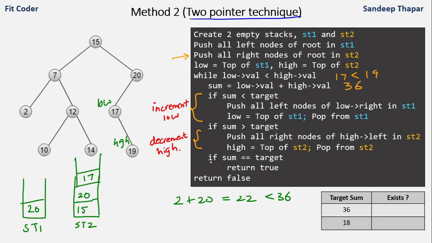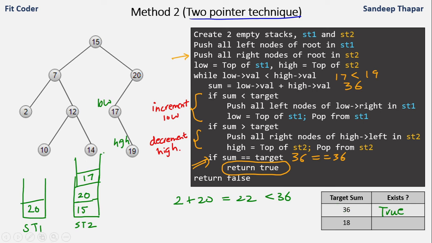So now we come in this if statement when sum is equal to target. So we return true. This means that two elements low and high, which are 17 and 19, are present in the tree which have sum equal to target, which is 36.